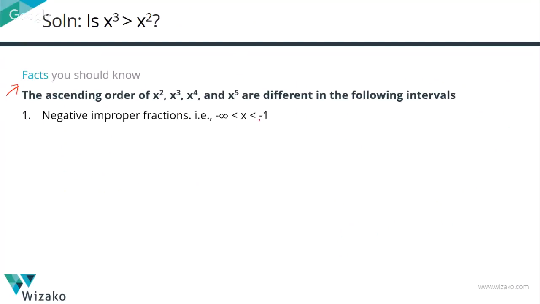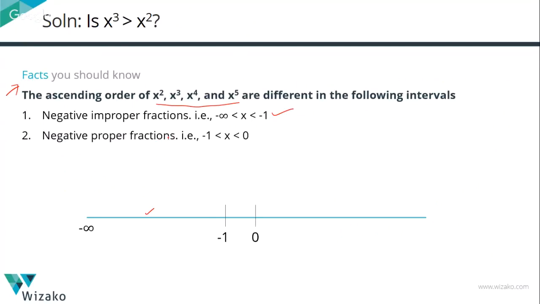Basically, take x equal to minus 2. Check out what the ascending order of these four numbers is for a value between minus infinity and minus 1. These are all negative improper fractions. On the number line, these are the numbers in the first interval. The second interval is negative proper fractions. These are numbers between minus 1 and 0, something like minus half. Here, the ascending order is going to be different. Again, try it in your own time. Check with x equal to minus half.